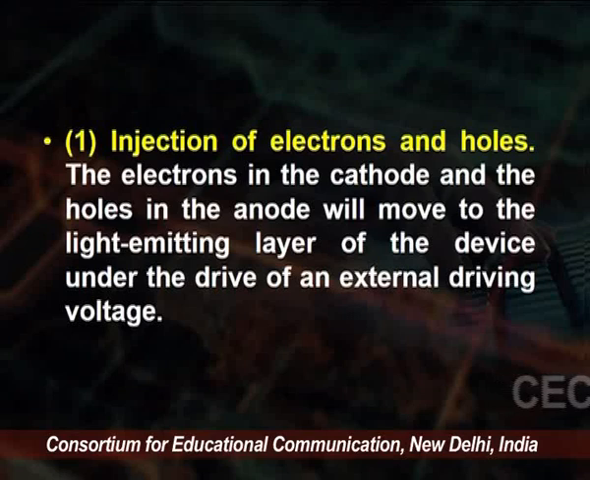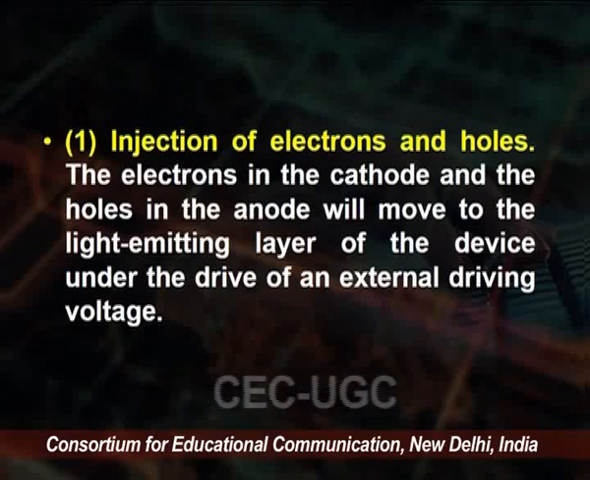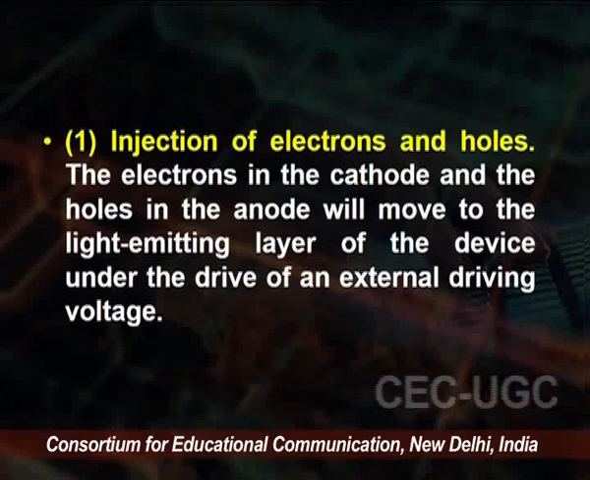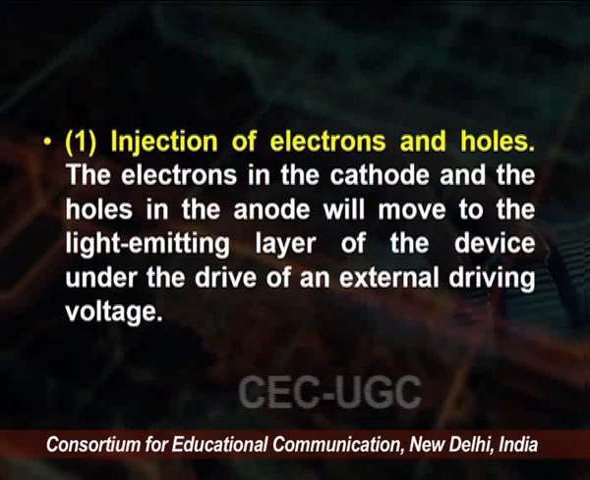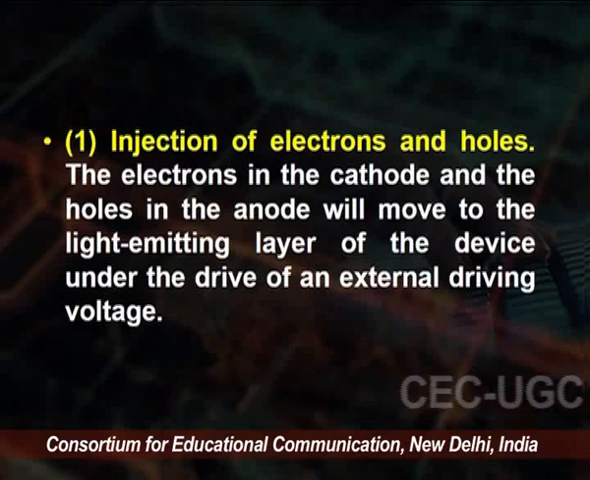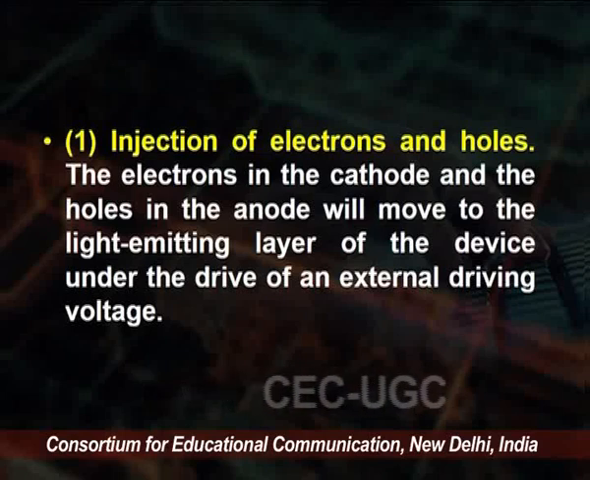Now the injection of the electrons and holes. What is the first step for the development of the light, or how can we get the light? The first step is the injection of the electrons and holes. The electrons in the cathode and the holes in the anode will move to the light emitting layer of the device under the drive of an external driving voltage.